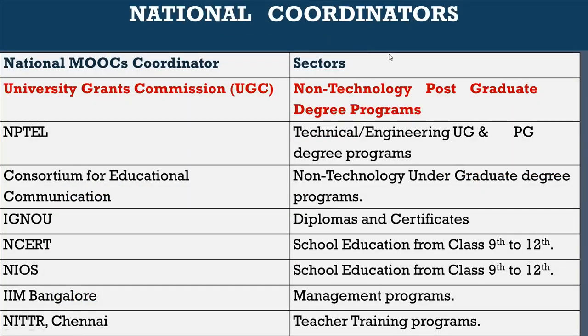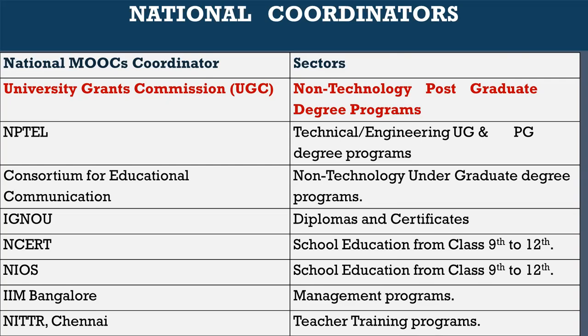Looking at this, there were 9 national coordinators for the entire country, and each course is given under the University Grants Commission. They take the non-technical postgraduate degree programs. Even after COVID, from 2021 onwards, the non-technical postgraduate degree programs were also entrusted to the Consortium for Educational Communication, that is CEC Delhi. They look at both technical and non-technical undergraduate as well as postgraduate programs. NPTEL focuses on technical engineering UG and PG degree programs, and NPTEL is directly taken care of by the IITs.